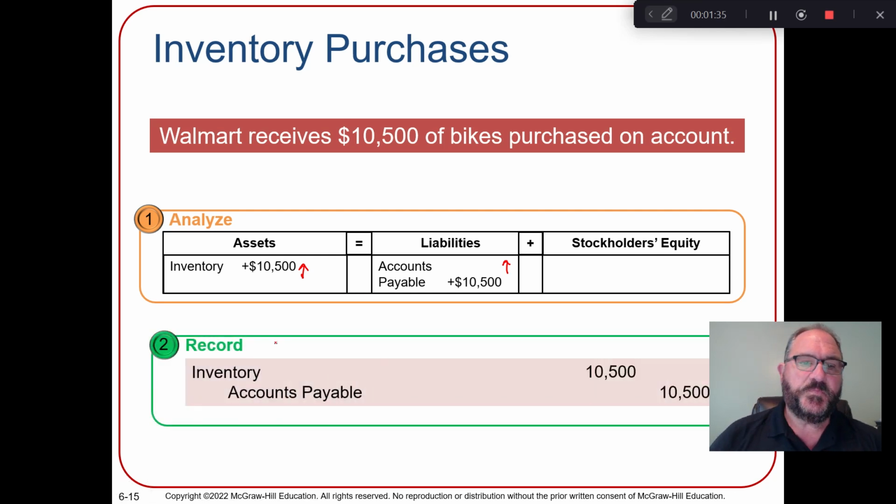This is what the journal entry would look like. So we're debiting our asset, we're crediting our liability, and remember, this is an asset, it's increasing with the debit, and this is a liability, and it's increasing with a credit. Okay?